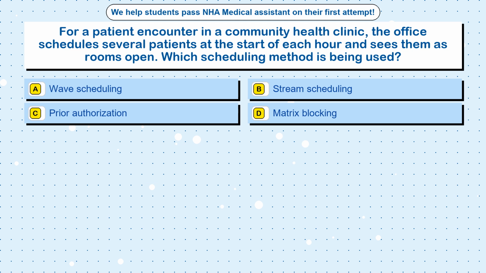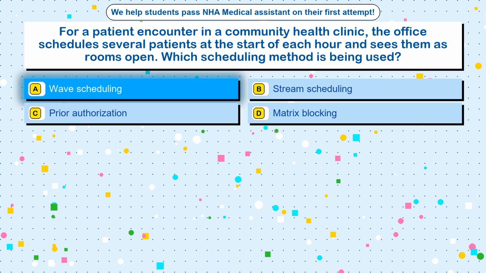Question 1. For a patient encounter in a community health clinic, the office schedules several patients at the start of each hour and sees them as rooms open. Which scheduling method is being used? Option A, wave scheduling. Option B, stream scheduling. Option C, prior authorization. Option D, matrix blocking. The correct answer is option A, wave scheduling.